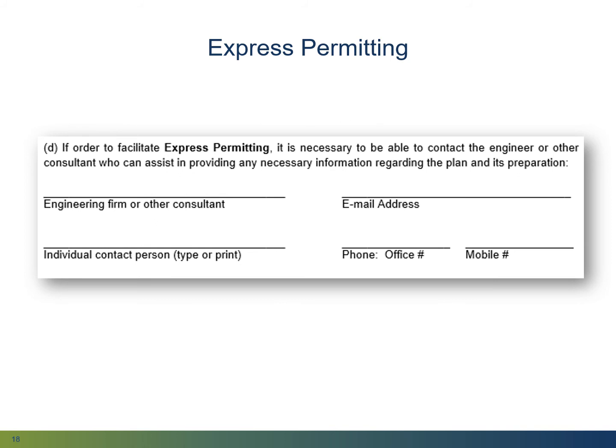Part 2D. On the express permitting application, this section is included to allow for the engineering firm and the designer or consultant who might be preparing your plan to be contacted in the event we have questions about your plan or its application. This is to help expedite your review. Please list this information here.